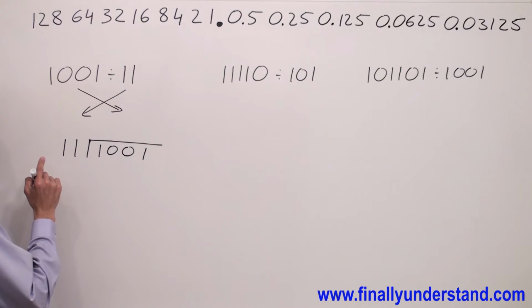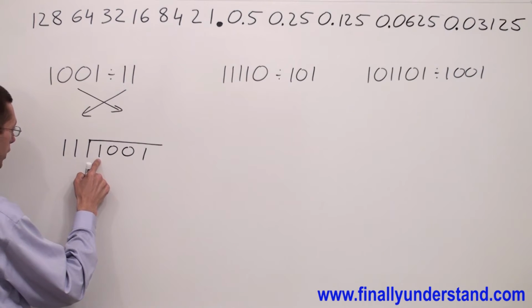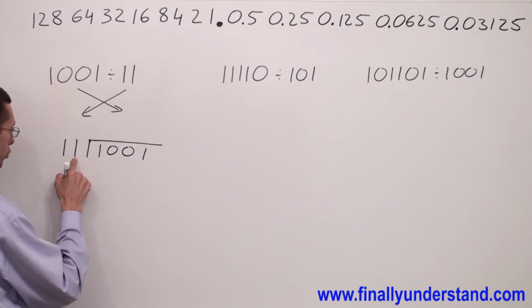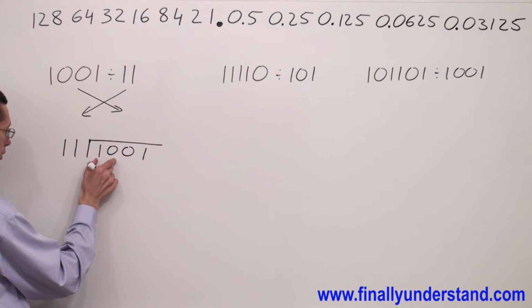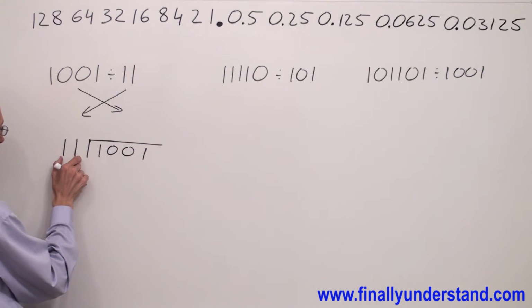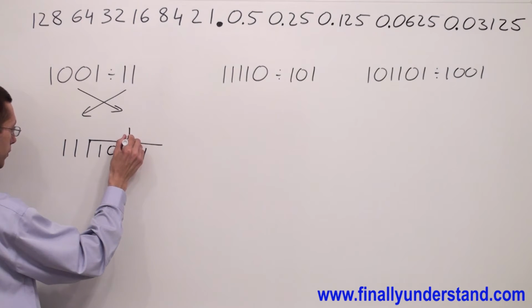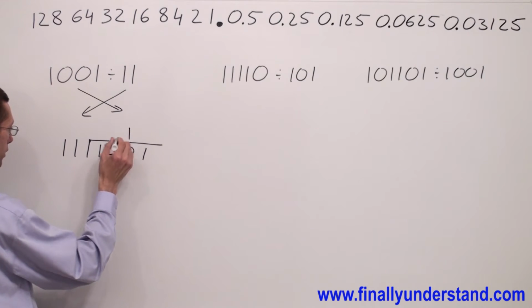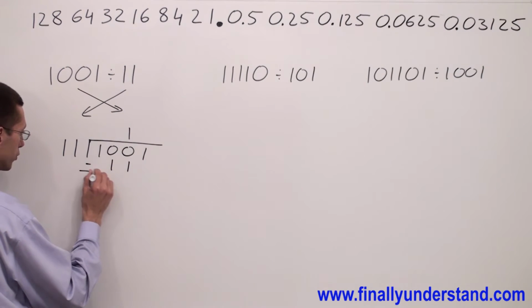Ask yourself, how many times 3 goes equally into 1? None. How many times 3 goes equally into binary 2? None. How many times 3 goes equally into binary 4? 1 time. 1 times 3 gives me 3. Perform subtraction.